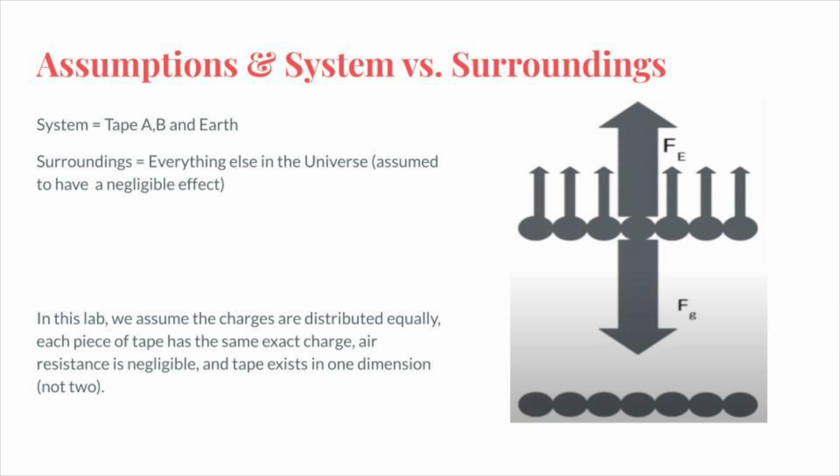The system in this lab is both pieces of tape and the Earth, while surroundings is everything else in the universe. In this lab, we assumed that the surroundings had a negligible effect. We also assumed that the charges are distributed equally, each piece of tape is the exact same charge, air resistance is negligible, and the tape exists in one dimension as opposed to two.